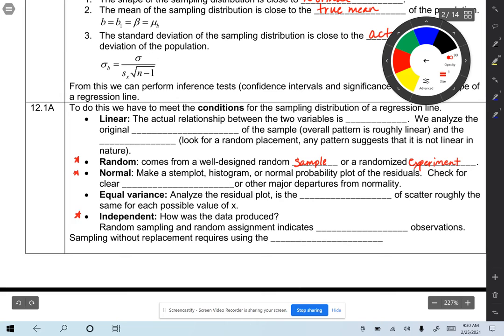For the normal condition, this time it's a little different because you have to make a stem plot, histogram, or normal probability plot, which is the one I like, of the residuals. You check for clear skewness or other major departures from normality. For the independence condition, how is the data produced? Random sampling and random assignment indicates independent observations, and sampling without replacement requires using the 10% rule.